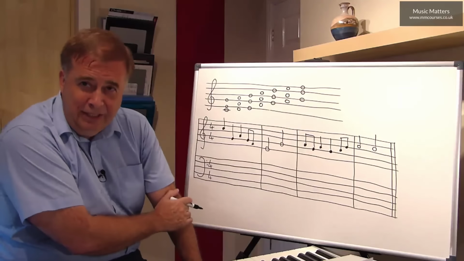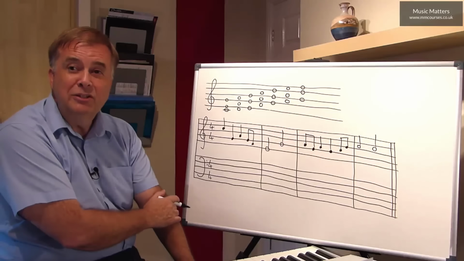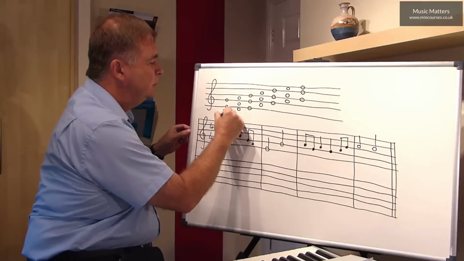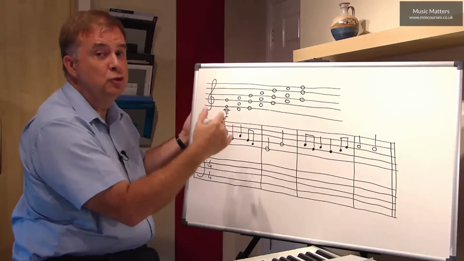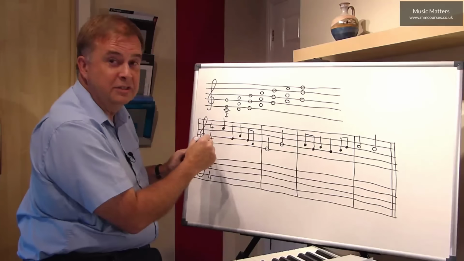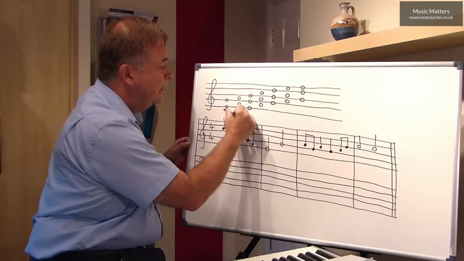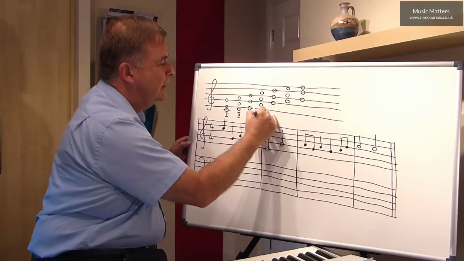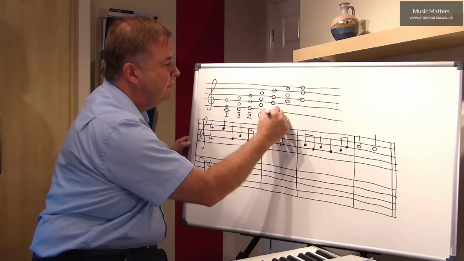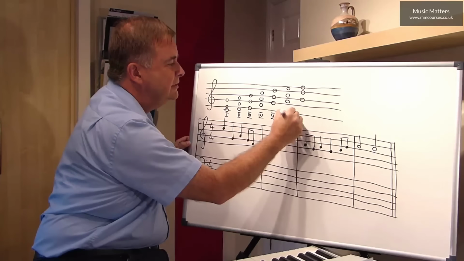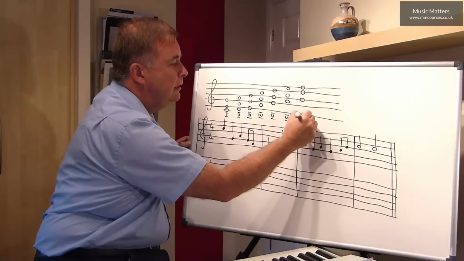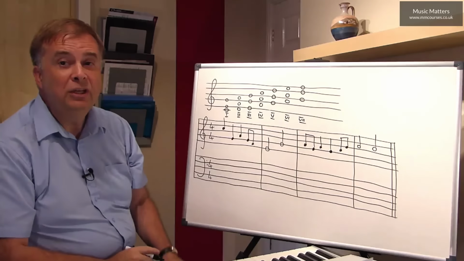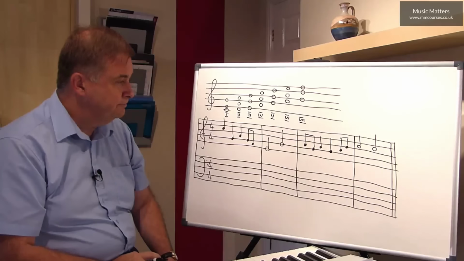When it comes to labelling these triads, the convention is to do this using Roman numerals. So, if you see Roman numerals, you know you're talking about triads or chords. First degree of the scale, number one. Second degree of the scale, number two. The third one, number three. And number four, number five, number six, and number seven. So now we've got the triads on each degree of the scale.